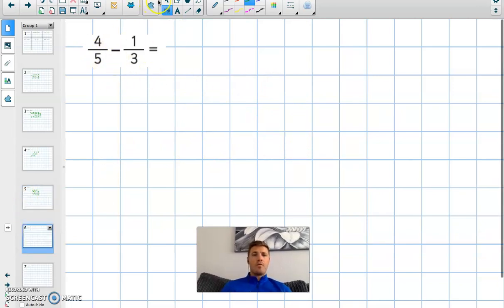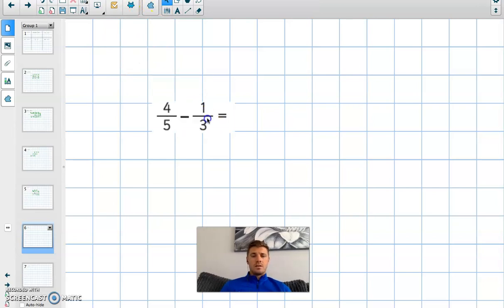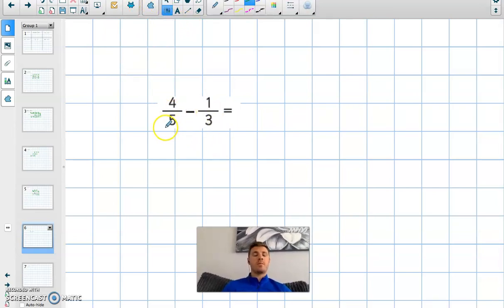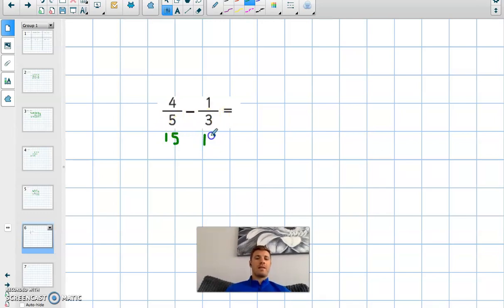Okay, 4/5 take away 1/3. Well, the denominators are different, so we need to make them the same. I'm going to multiply the 5 by 3. That gives me 15. And then I'm going to multiply the 3 by 5, which also gives me 15. That now makes the denominators the same in both fractions. However, whatever I do to the bottom, I must do to the top. I've multiplied the 5 by the 3, so I must multiply the 4 by the 3, which gives me 12.